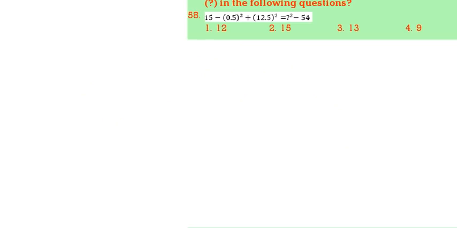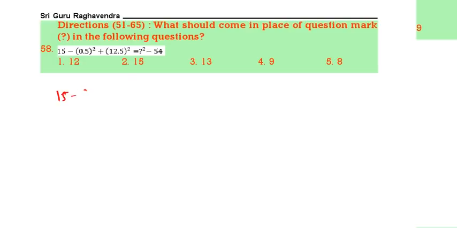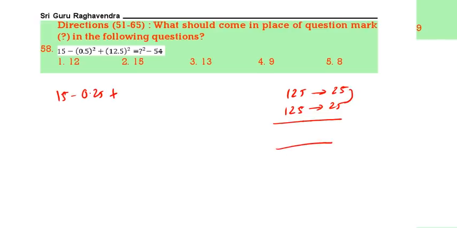Next, 15 minus 0.25. This is 0.5 square, 0.25. 12.5 whole square. Now how to do this? See, 125 into 125. How to multiply? 125 is 25 more than 100. This is also 25 more than 100. First you do this one. What is 25 into 25? 625. Write down 25. Write down 6. What is 125 plus 25? 150. 150 plus 6? 156.